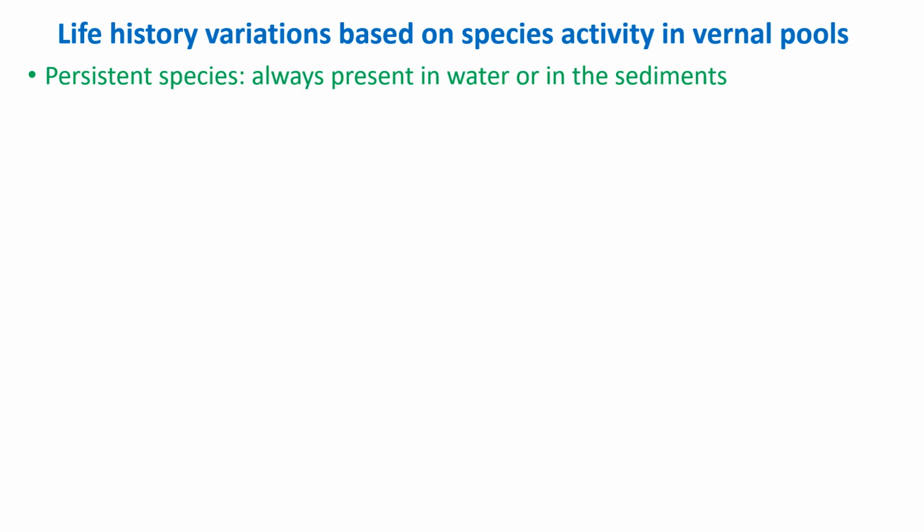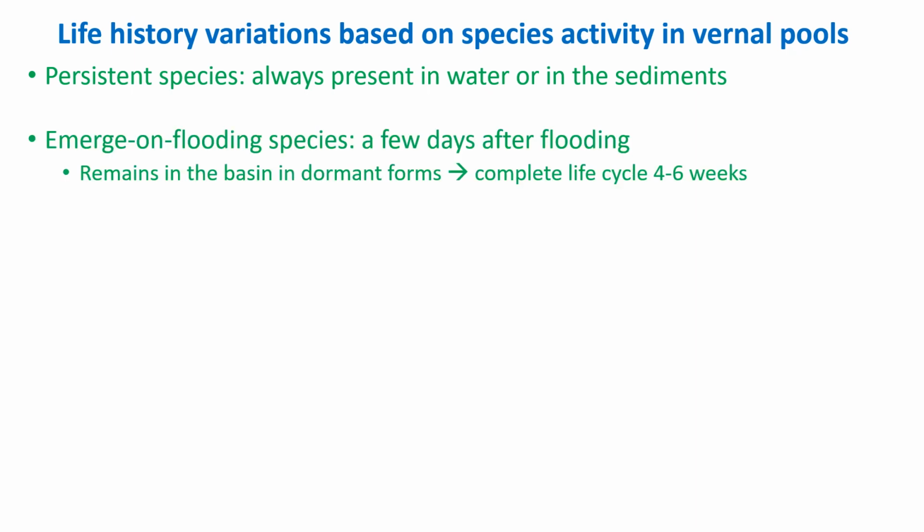Persistent species, meaning species that are always going to be present in the vernal pool, right, when it is wet as well as when it is dry, right? If it is wet, it's going to be in the water column. If it is dry, it's going to be in the substrate, in the sediments. Second group, early emergers, or vernal pool species. So they actually emerge immediately after flooding or filling of the vernal pool. So most of these species remain dormant, inactive in the dry basin, and upon flooding, they completely revert back to an active form and complete their life cycle before the pond dries down, in a matter of 4 to 6 weeks.